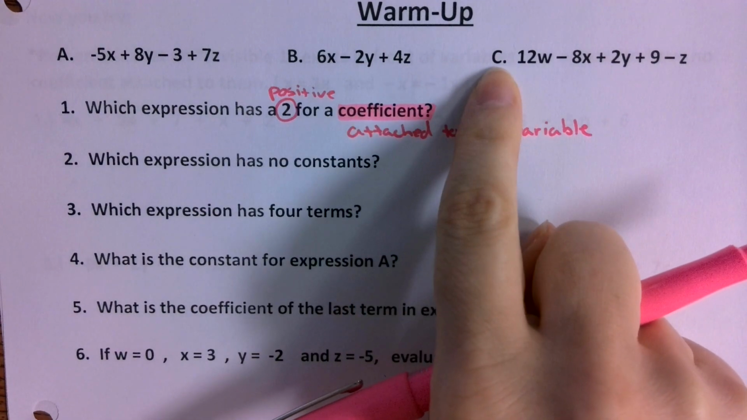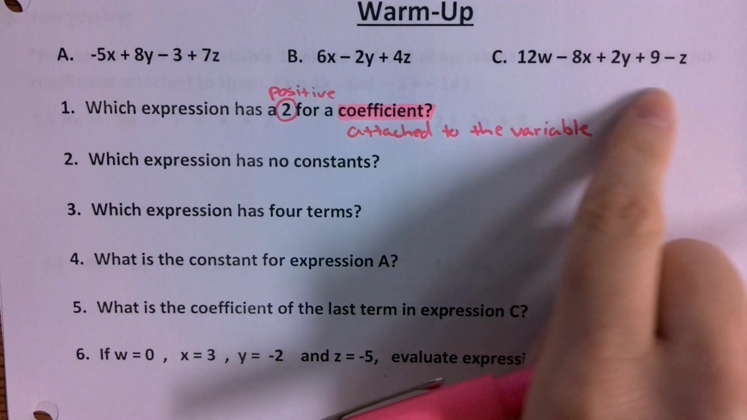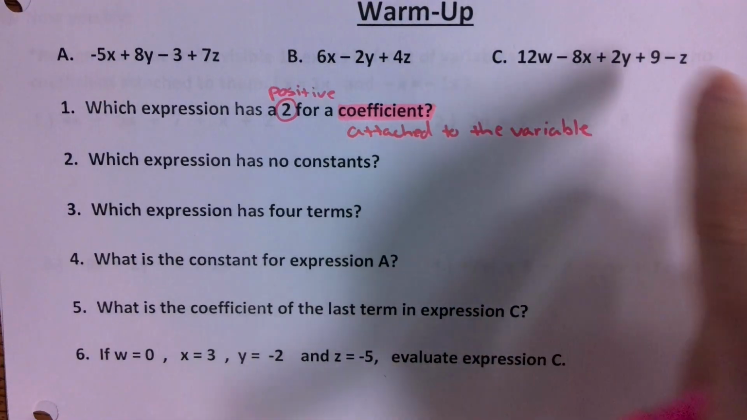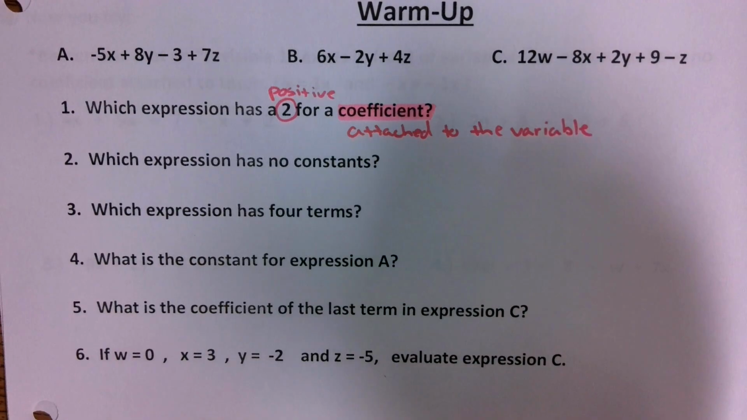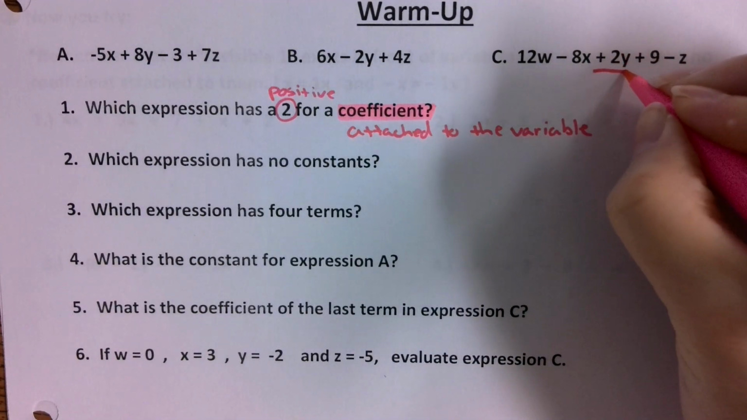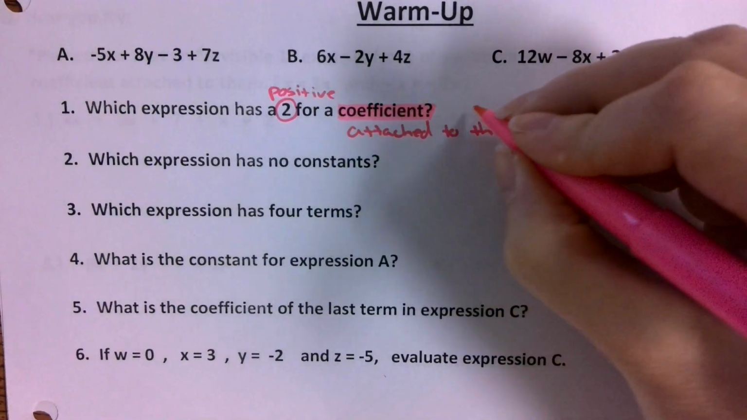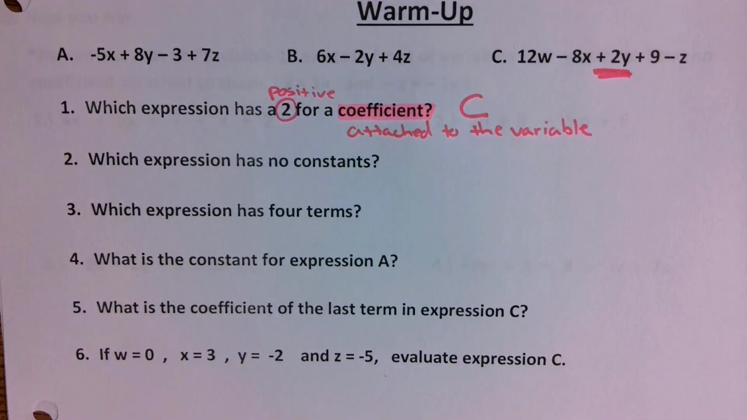So let's take a look at C. Does C have a positive 2 for a coefficient? Yes. What variable is it attached to? 2y, right? The positive 2y. So right here, this is what's going to work for us, that positive 2y. So expression C is our answer. Expression C has what we're looking for.